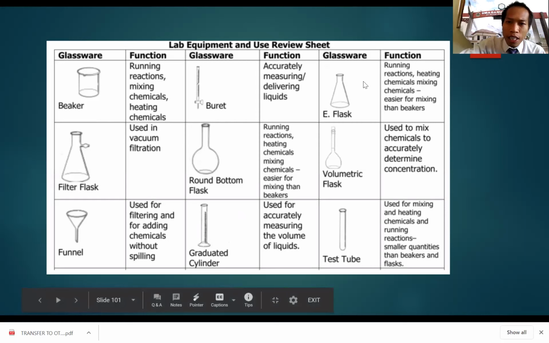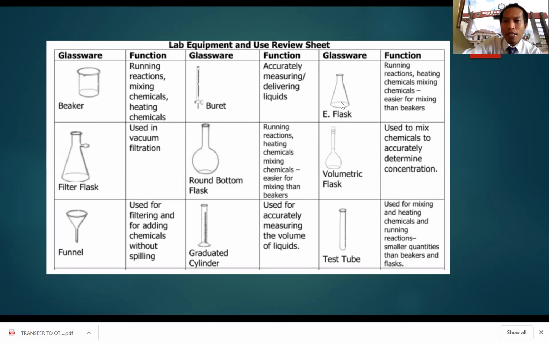The next one is this flask. It looks like a filter flask, the difference being that the filter flask has a vacuum canal like this, the hole here, but in this flask there is no vacuum canal. So this flask is called an E flask, where the E stands for Erlenmeyer. Maybe you can write it in your book. It's written Erlenmeyer.